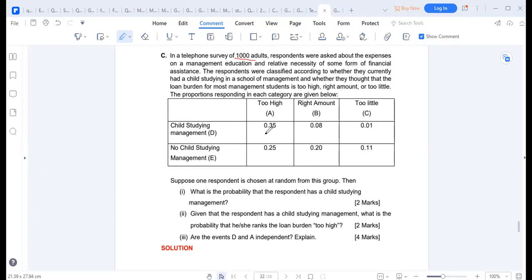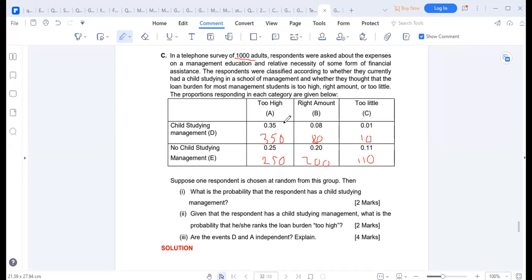0.35 times 1,000, what do we get? We get 350. 0.08 times 1,000 gives 80. 0.01 times 1,000 gives 10. 0.25 times 1,000 gives 250. 0.20 times 1,000 gives 200. And 0.11 times 1,000 gives 110. The first thing when you're given such a thing, you know that it's a contingency table for probability.